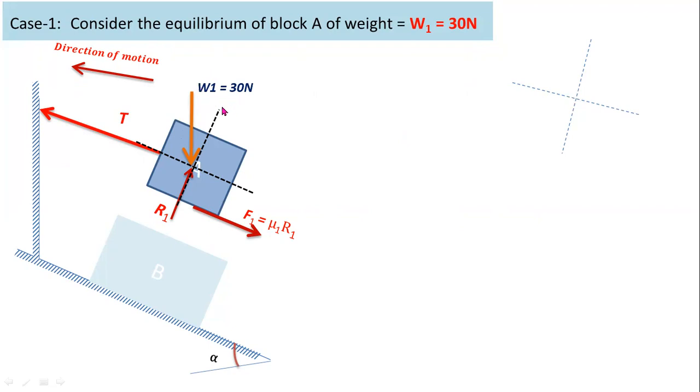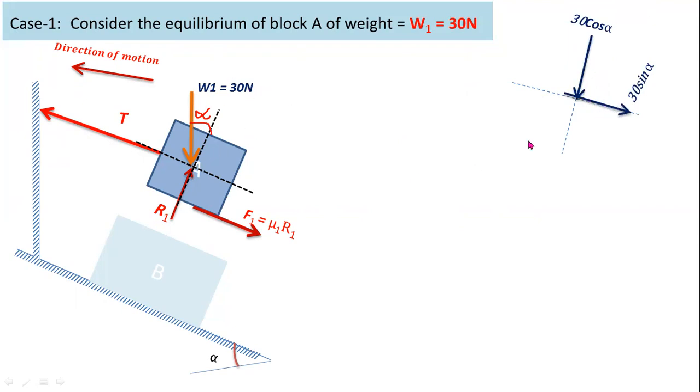One component is parallel to the plane, the other one is normal to the plane. Here the angle of inclination of the self weight 30 newtons with respect to this normal axis is alpha. So you have to consider this one as the adjacent side. For adjacent sides, you have to consider cos alpha. For opposite sides, you have to consider sin alpha. So these two are the components for self weight 30 newtons.